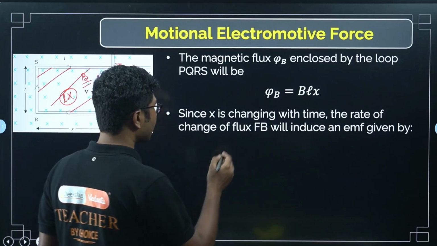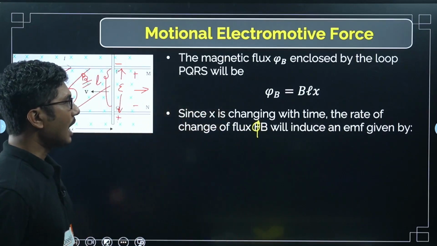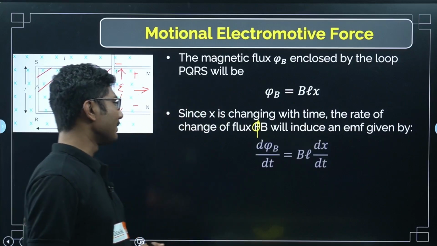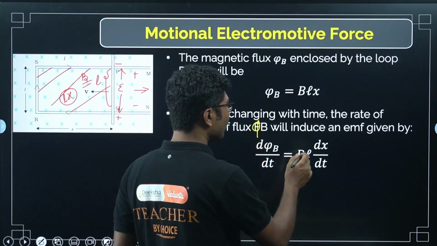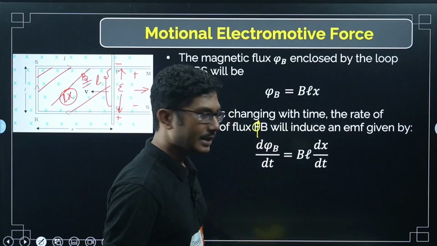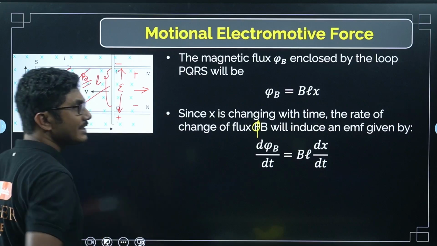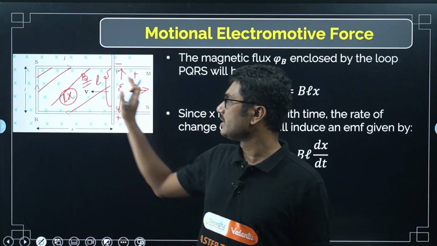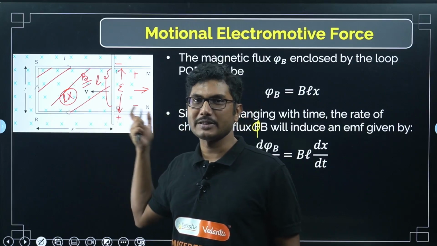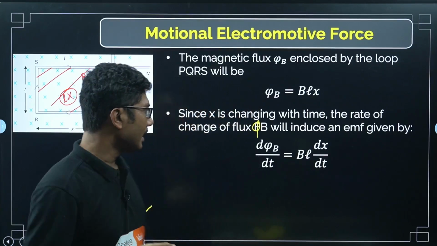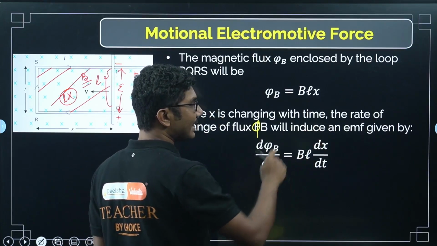Now, since X is changing with time, the rate of change of flux phi B will induce an EMF, and it is given by d phi by dt equals to B. B is constant, the length of the rod is constant. Only thing which is changing is X. It is moving in this direction, so only X is changing, either increasing or decreasing based on which side it is going. So d phi by dt is equal to BL dx by dt.